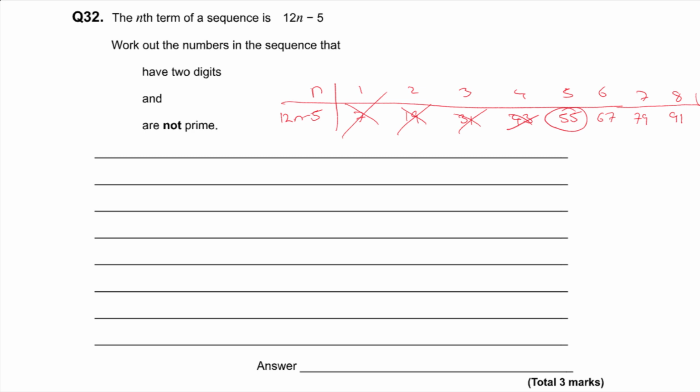55 is not prime because it's got 11 in it. 11 5s are 55. 67, is 67 prime? Yep, I think it is. It's a good idea to remember your primes up to 100 for this exam. A bit like triangle numbers, square numbers, cube numbers, it's handy for these sorts of questions. 79 is also prime. 91 is not prime. It's actually 7 times 13. So those two are the only non-prime numbers in that sequence with 2 digits. So it's going to be 55 and 91.